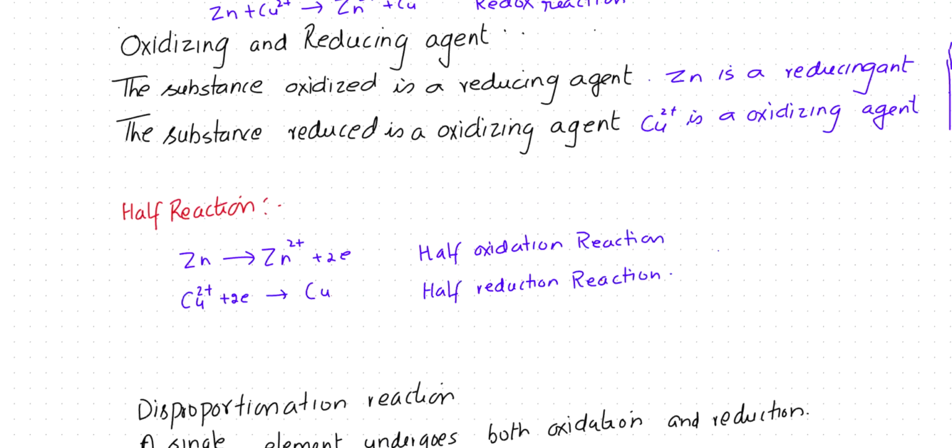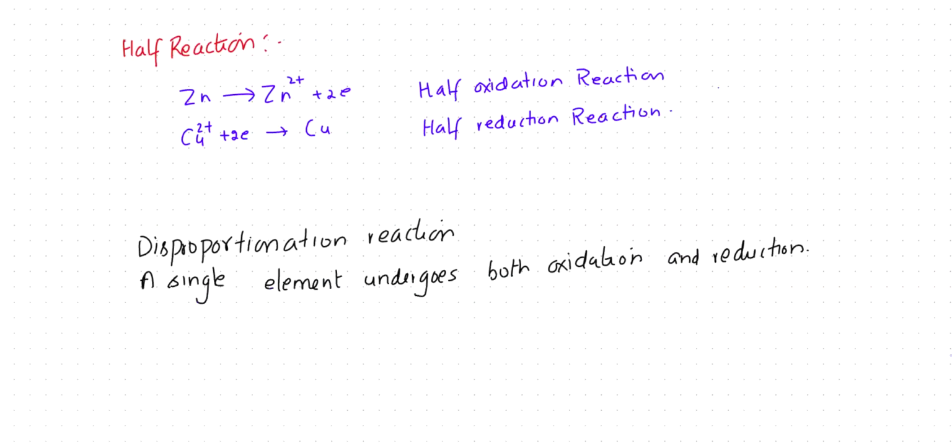A disproportionation reaction is when, in some reactions, the same substance or element undergoes both oxidation and reduction. This is called a disproportionation reaction.